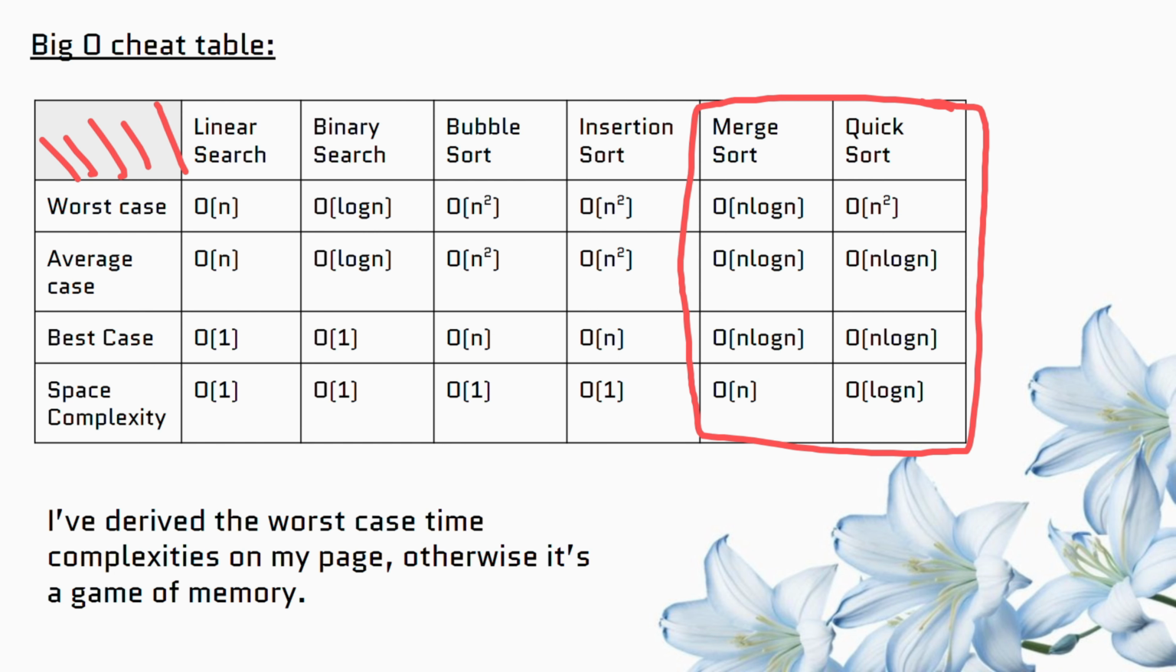I'd recommend memorizing everything in here. The little slip-ups can cause issues. But for example, if you remember that bubble sort is the same as insertion sort, then you have these two sorted out if you memorize one of them.